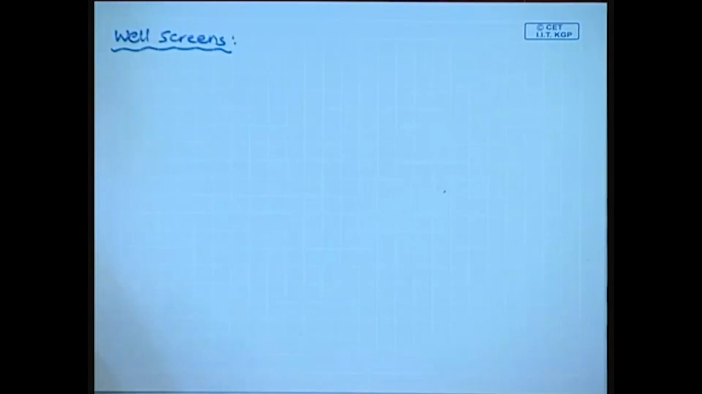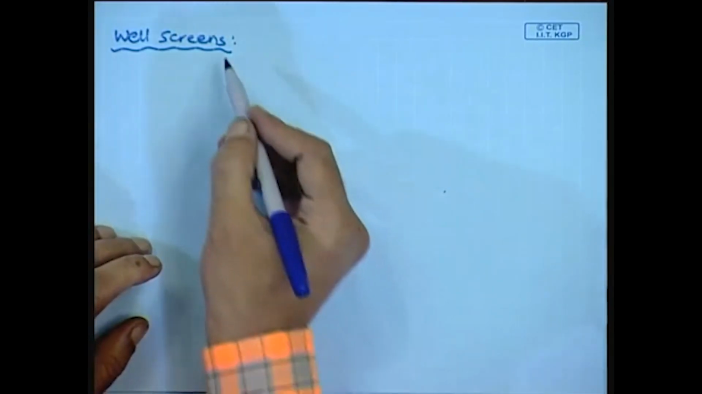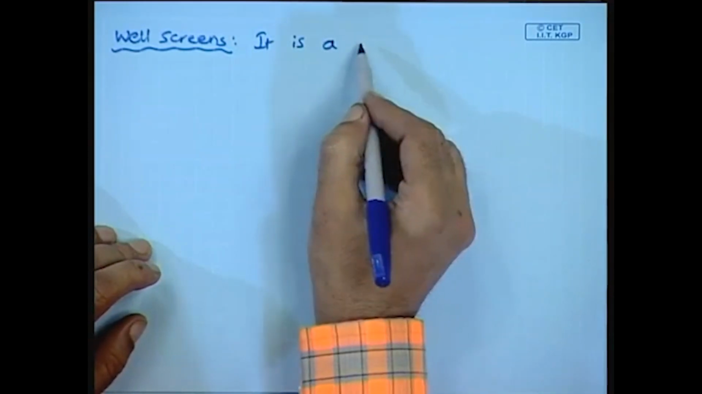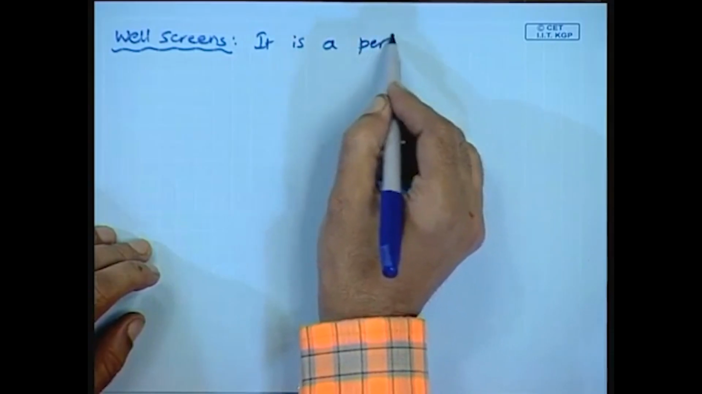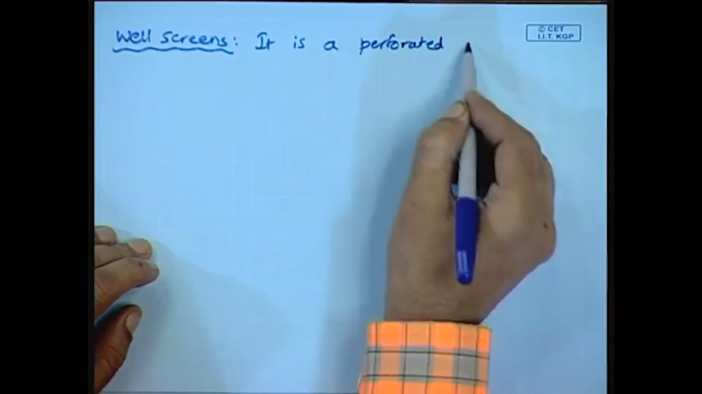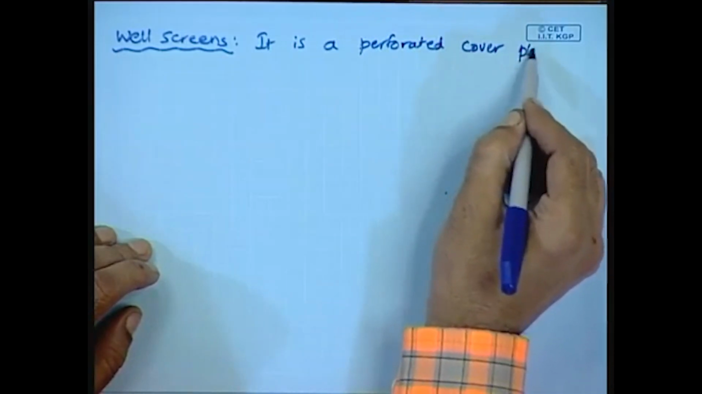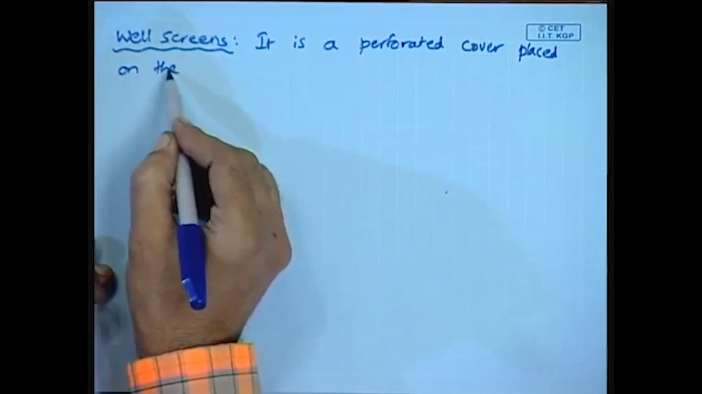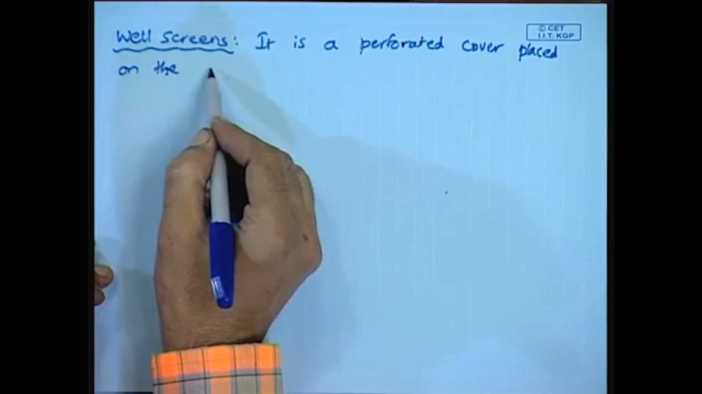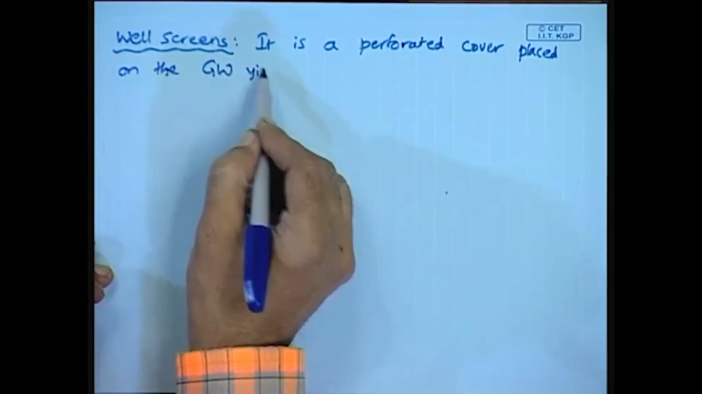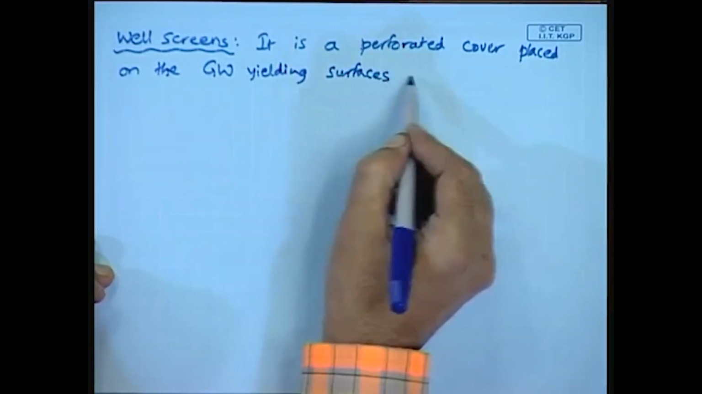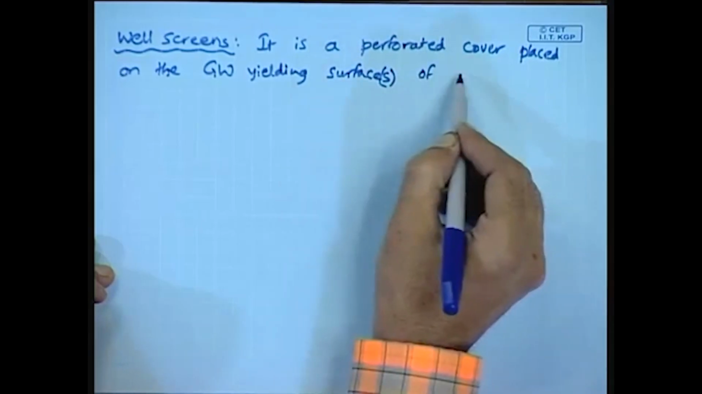So, the well screen is a perforated cover placed on the groundwater yielding surfaces of a well.